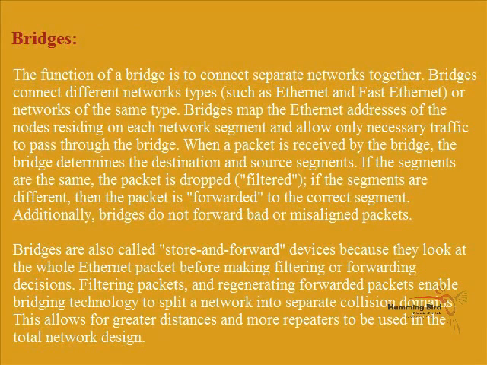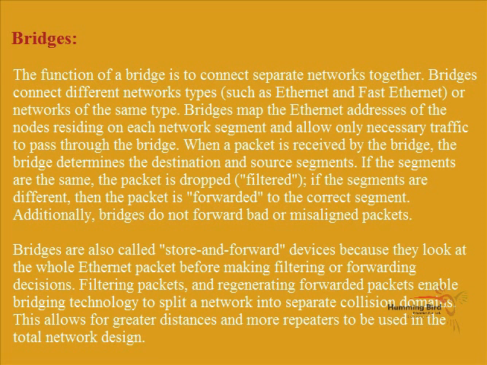Bridges. The function of a bridge is to connect separate networks together. Bridges connect different network types such as Ethernet and fast Ethernet, or networks of the same type. Bridges map the Ethernet address of the nodes residing on each network segment and allow only necessary traffic to pass through the bridge. When a packet is received, the bridge determines the destination and source segments.